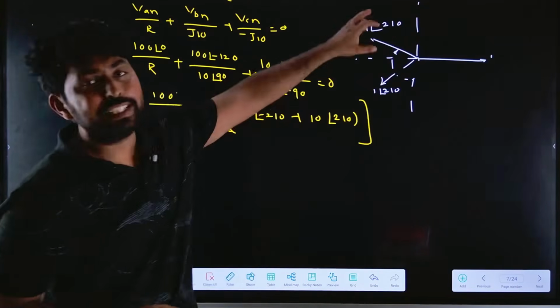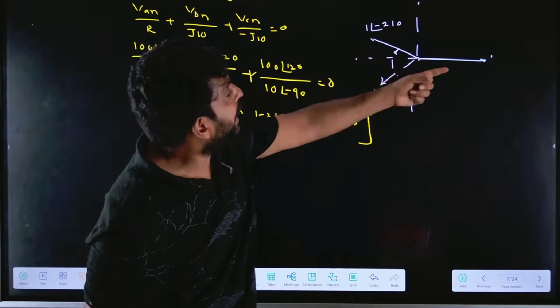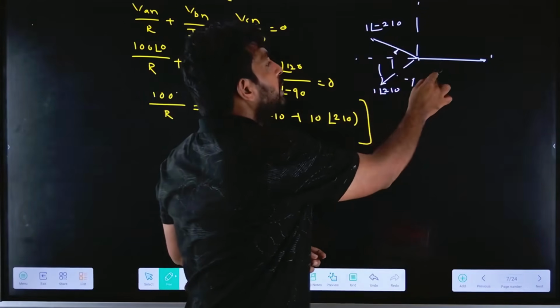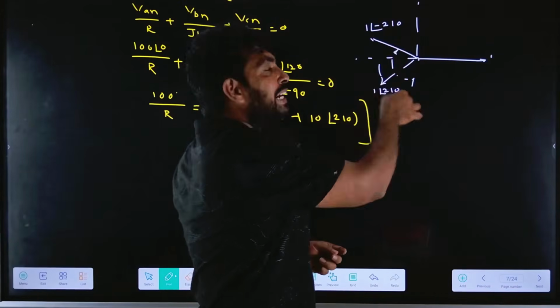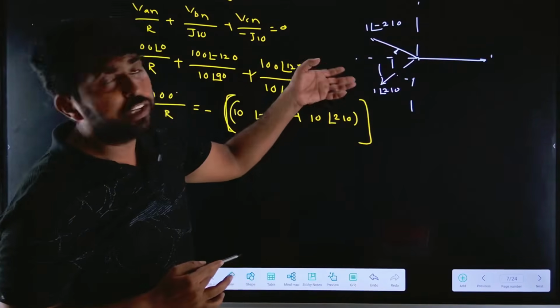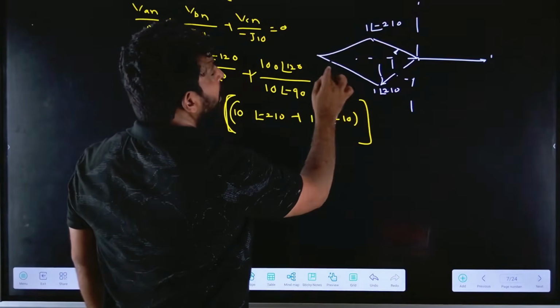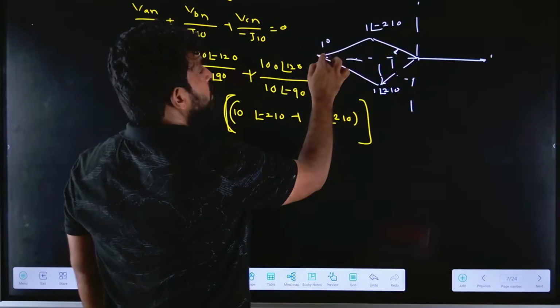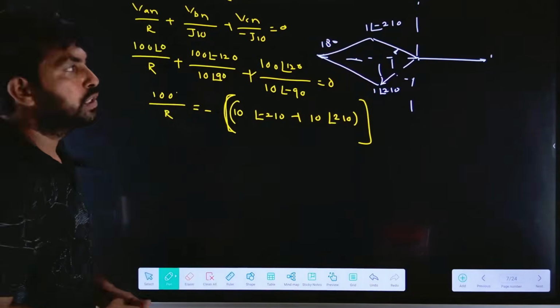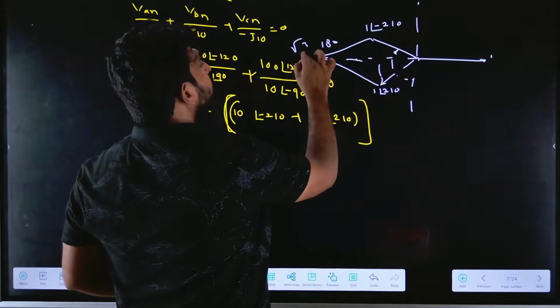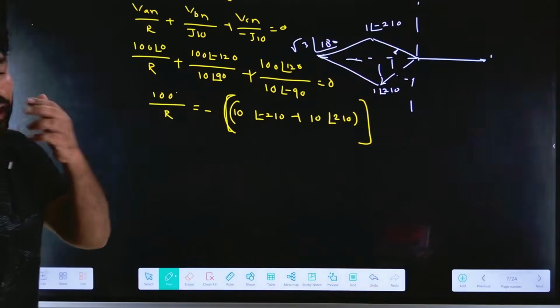So there are two phasors. One at an angle of plus 210, in this direction it is plus, and in the anti-clockwise direction it is minus. Now we need to find the resultant. If I add both, it will be like this, on the 180 degrees phase. So root 3 at an angle of 180 degrees. So directly you can find it.